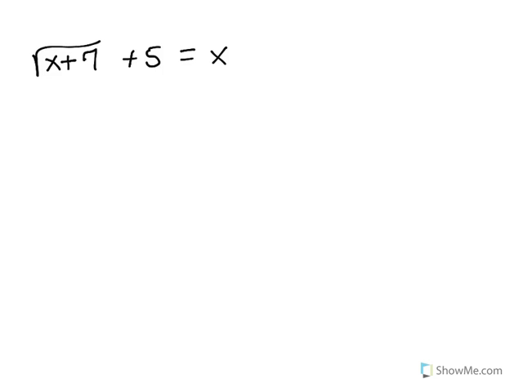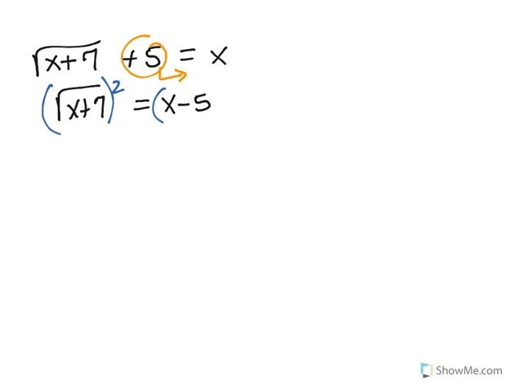We got the square root of x plus 7, plus 5, equals x. So first off, you've got to get this square root on the side by itself. So you must move the 5, and when I move it, I subtract it. Once you have that square root by itself, then you can square both sides, because squaring is the inverse that gets rid of the square root.